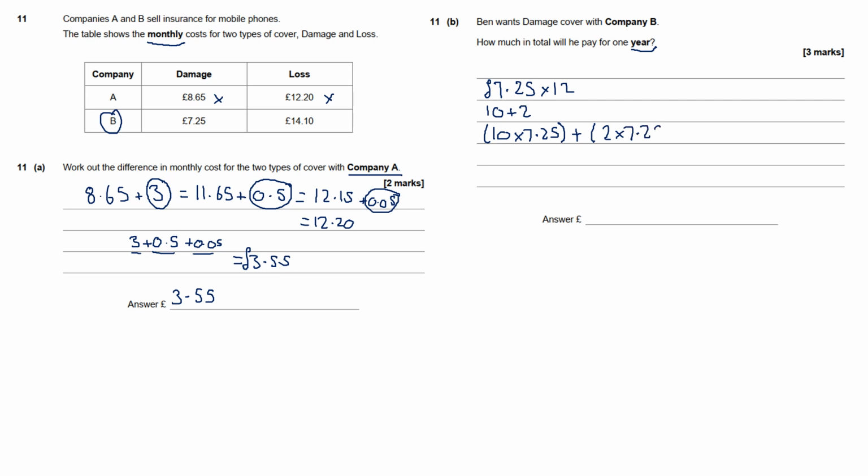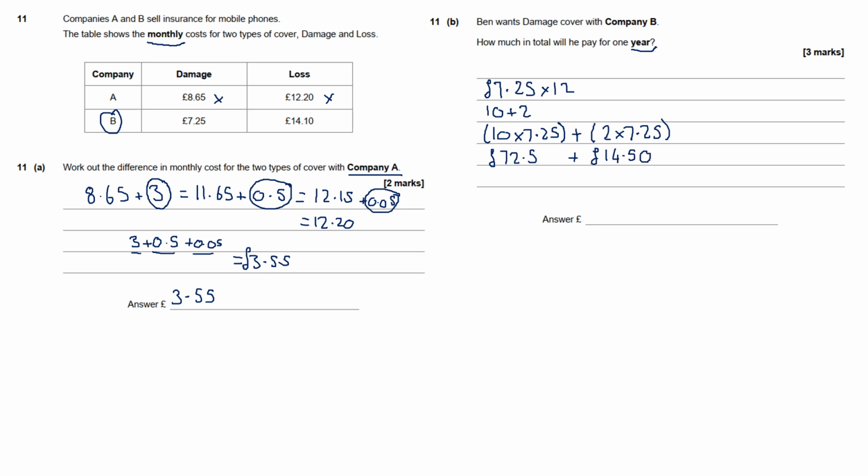7.25. So 10 times 7.25, that's 72.5. I'll add the pound sign now. Plus 2 lots of 7.25. Well, 2 sevens are 14. 2 lots of 0.25 is 0.5. So 14 plus 0.5 gives us £14.50.